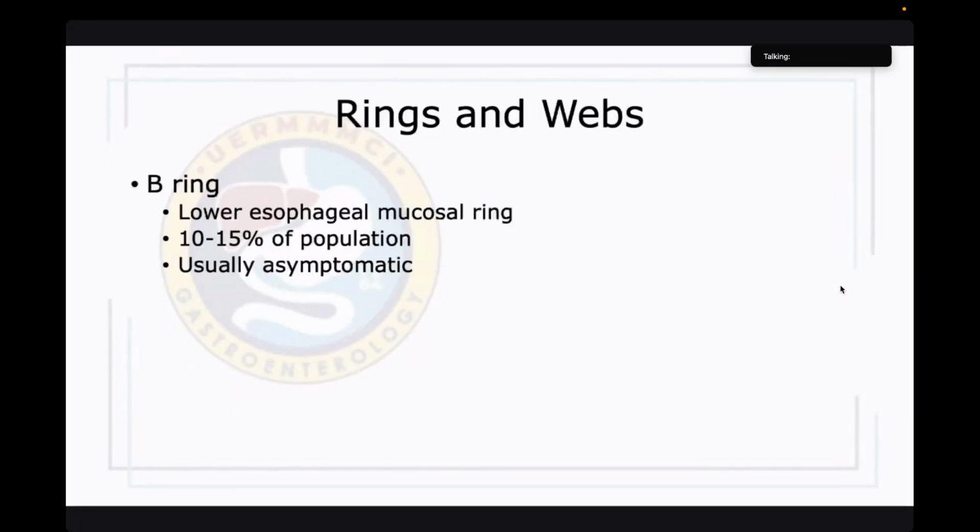Next, we have rings and webs. So for rings, a B-ring is a thin membranous narrowing at the squamocolumnar mucosal junction, so this is also called lower esophageal mucosal ring. It can be present in 10 to 15% of the general population and is usually asymptomatic.